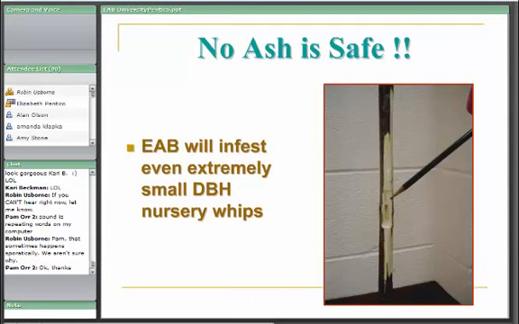it's wiping out all of the ash. And this is very important for us from a regulatory standpoint in that we know that even a small nursery whip can move ash borer from one area to another.